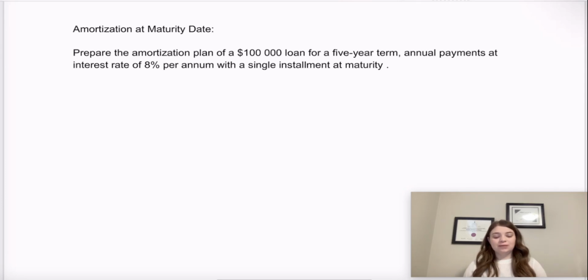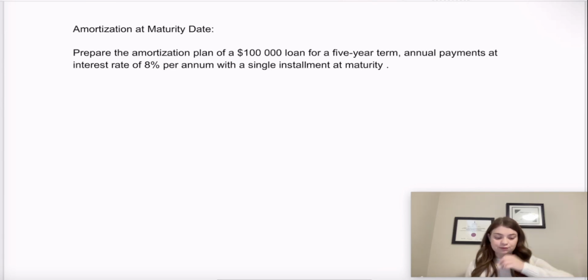The interest is going to remain the same until the loan balance is paid off, in which case the interest goes immediately from wherever it was back down to zero, because once we paid off the loan, we no longer owe any more interest. All right, so here it says to prepare the amortization table of a $100,000 loan for a 5-year term, annual payments at an interest rate of 8% per annum with a single installment at maturity.